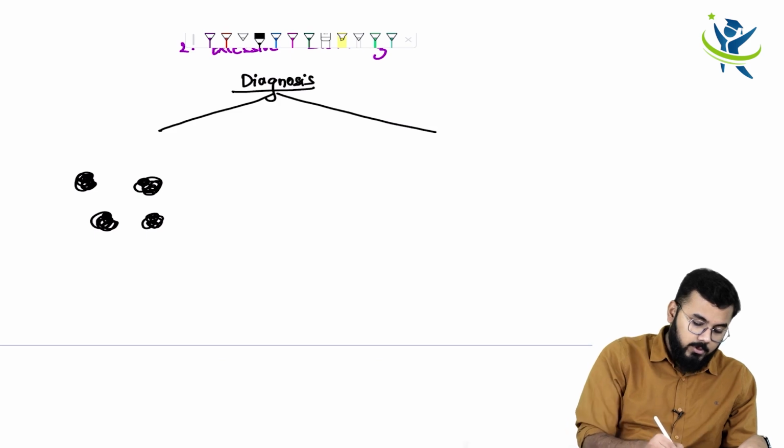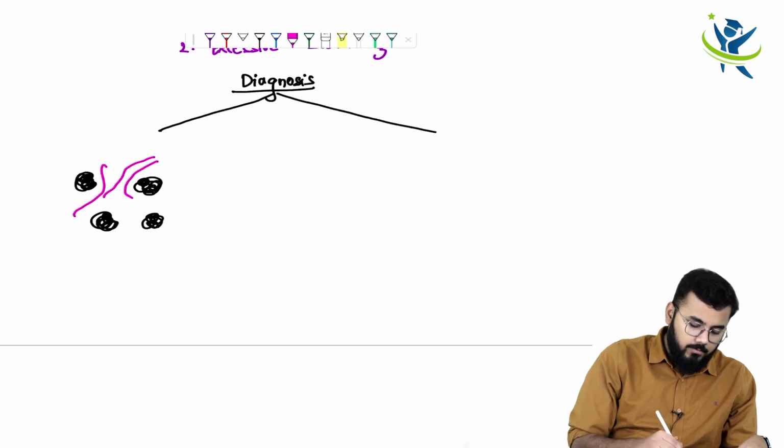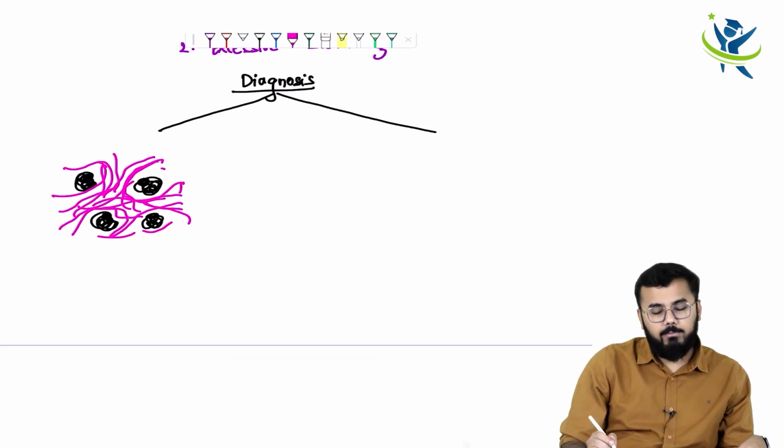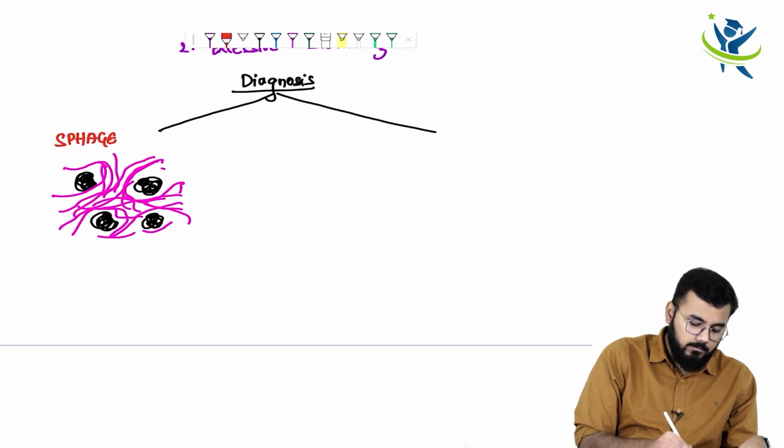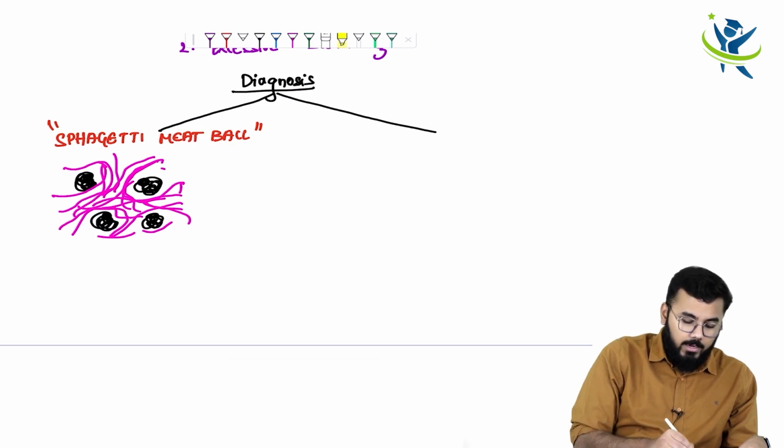Along with that, you would find a lot of thread-like appearances like this. So this is looking like a spaghetti, right? These pink color molecules are your spaghetti, and these black color balls are your meatball appearance, right? So this kind of appearance you call it as spaghetti meatball appearance, right?